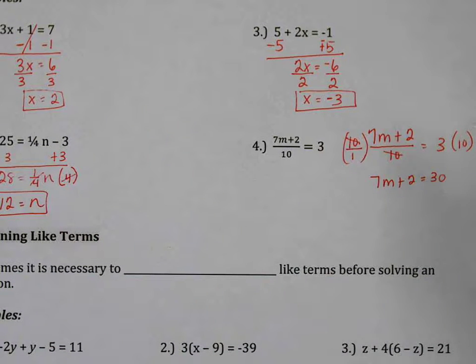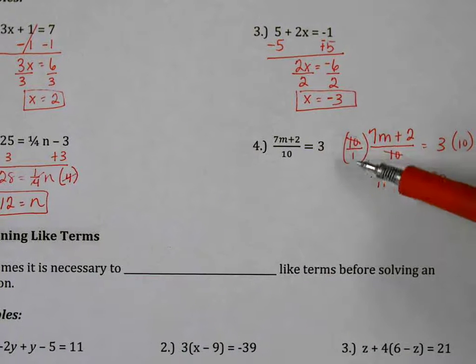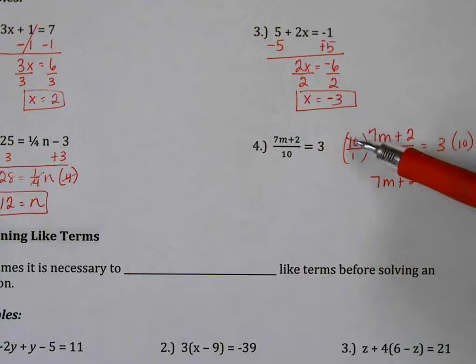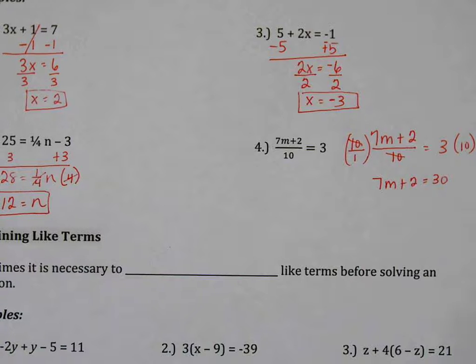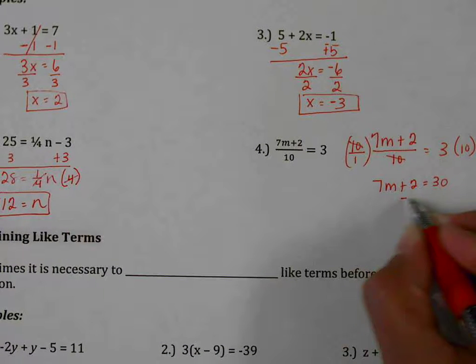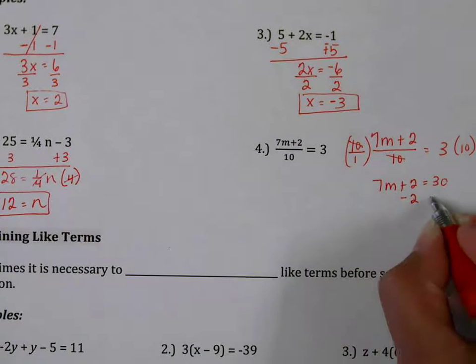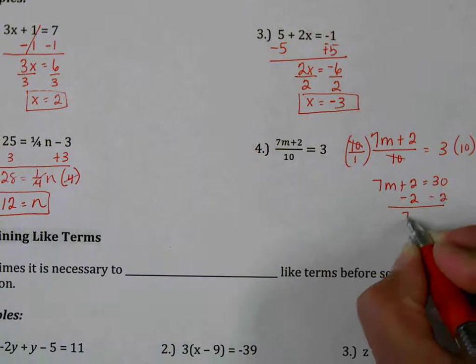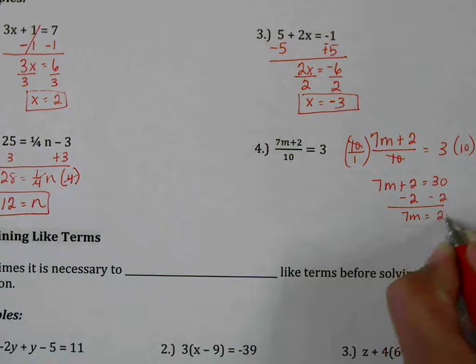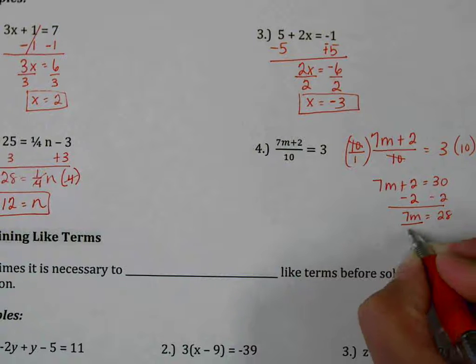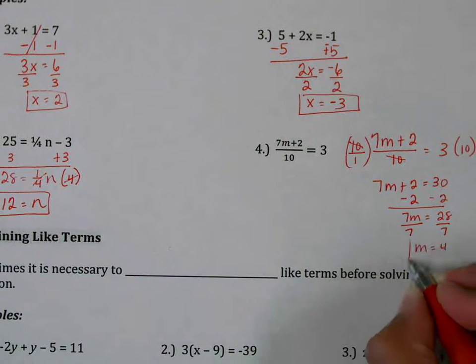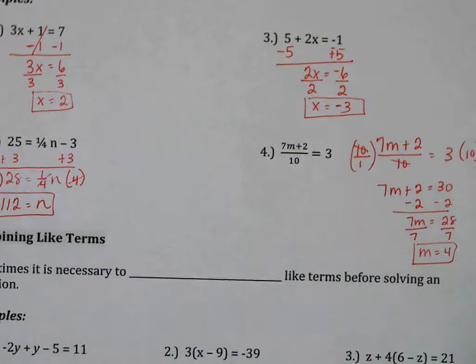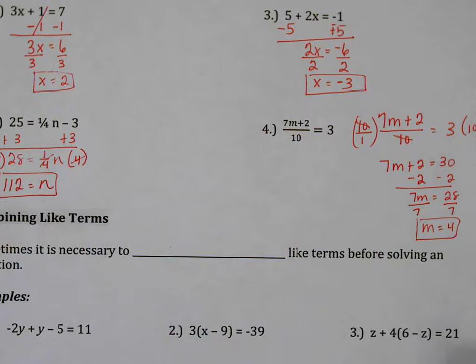So again, I multiplied both sides by 10 over 1. And with our multiplication rules, this would cancel out, and I'm left with 7m plus 2. Now I'm going to go through the process: subtract 2 from both sides. 7m equals 28. Divide both sides by 7. m equals 4. If you have any questions about these, remember to make sure you ask in class.